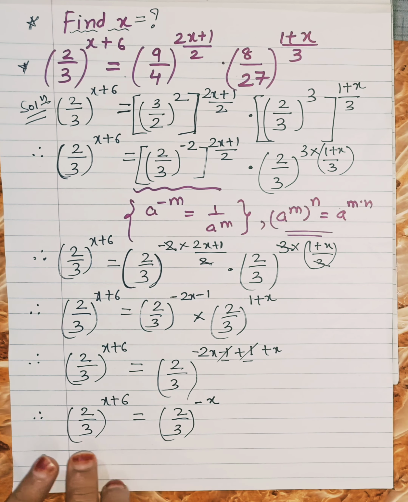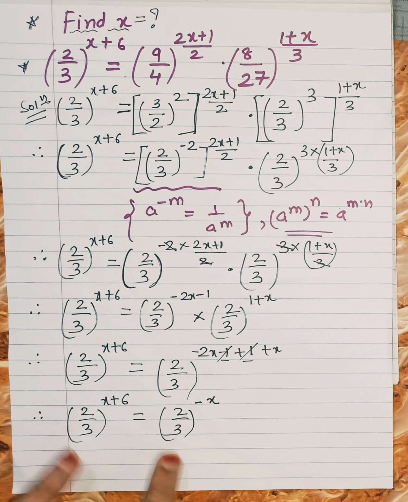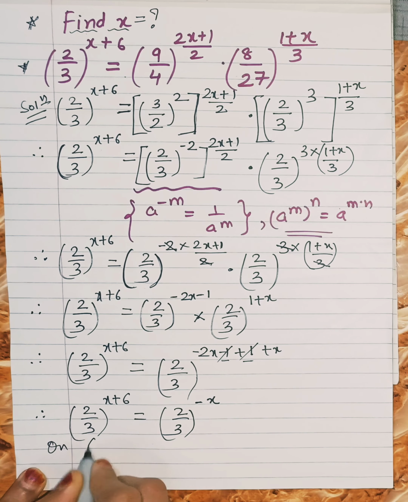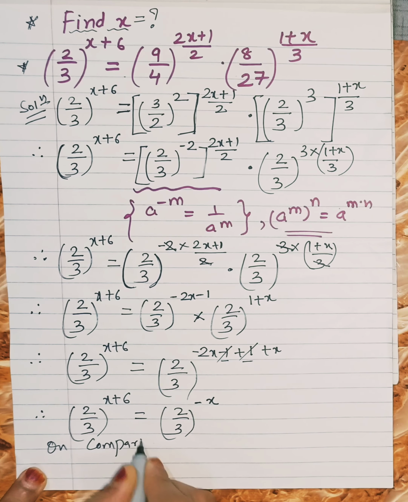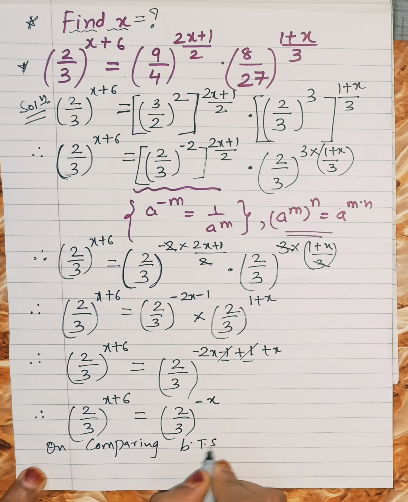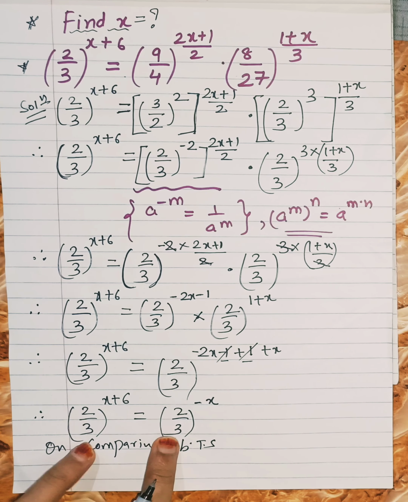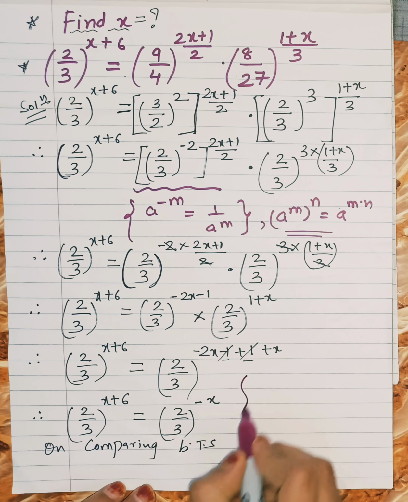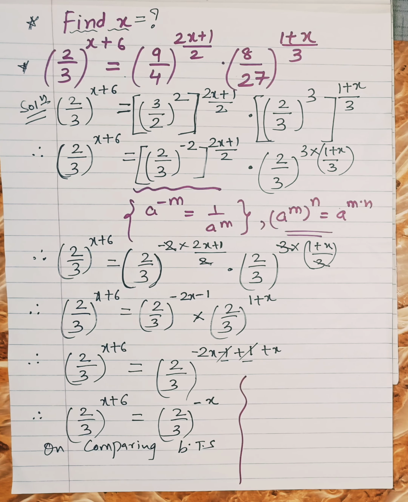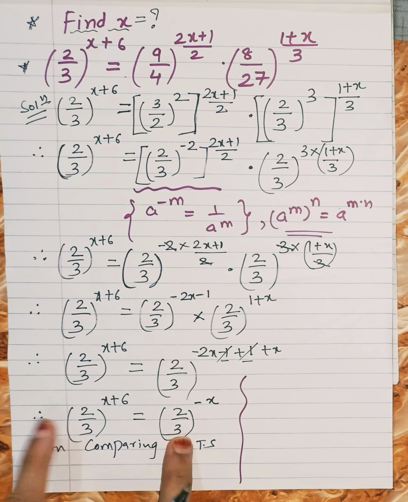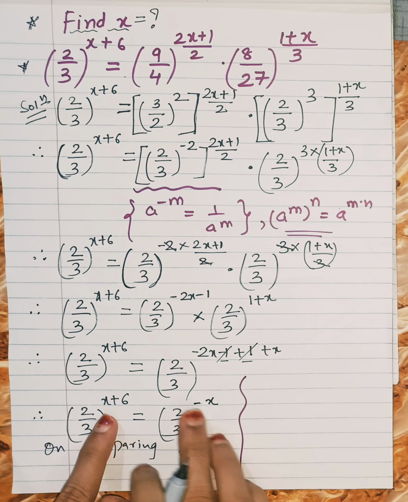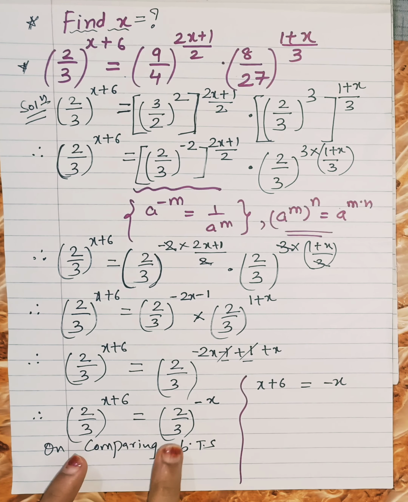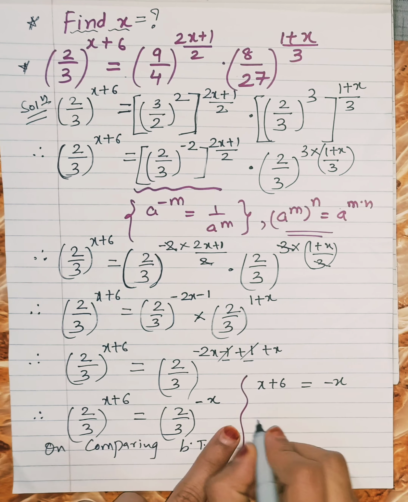Now further, if you see LHS and RHS, on both the sides we have same bases. On comparing both the sides, the bases are same, it means that the powers are also same. So powers can be taken equal and we can equate. So we get x plus 6 equals to minus x. On comparing this we are getting this equation. Now we will solve this part.